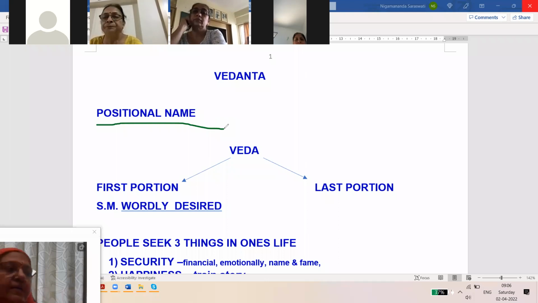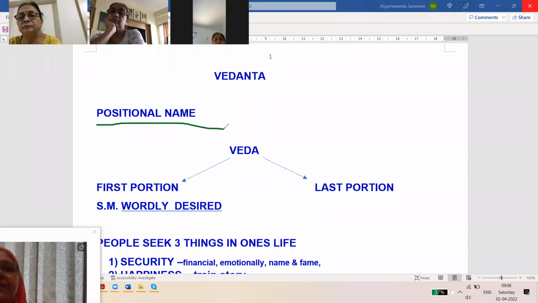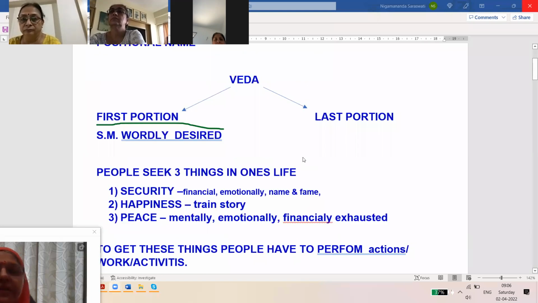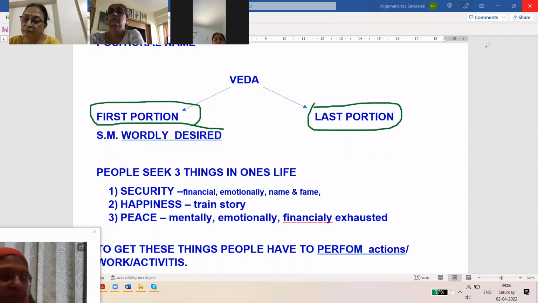Then why is Veda divided into Veda and Vedanta? We may have questioned. That's why I have written this. Veda is literally divided in two parts. One is called the first portion of Veda and the second is called the last portion of Veda. The first portion is called in Sanskrit Purva Bhaga, and the last portion is called Uttara Bhaga.